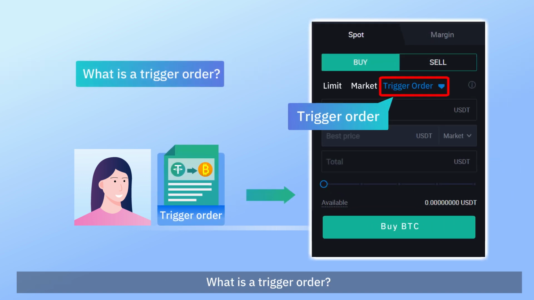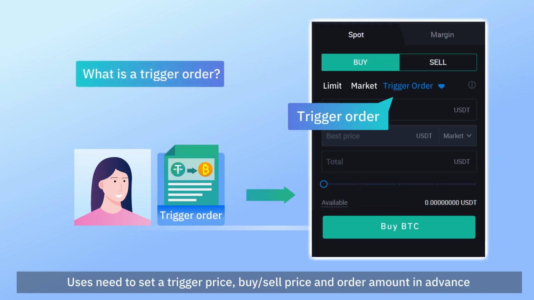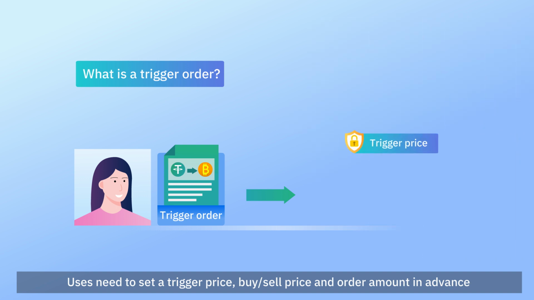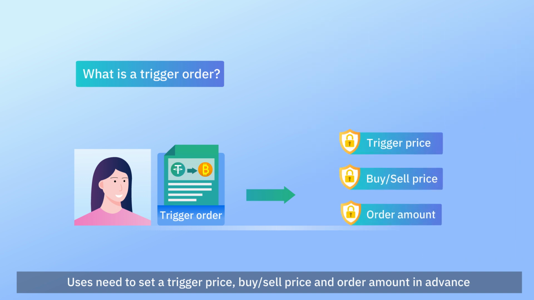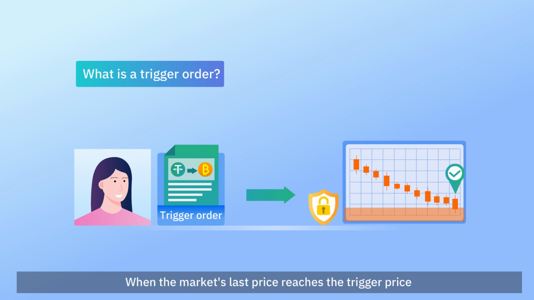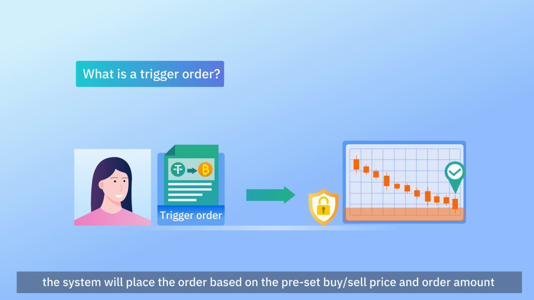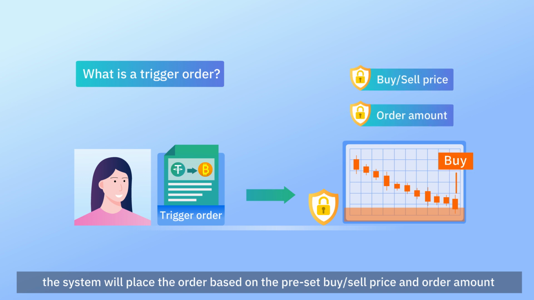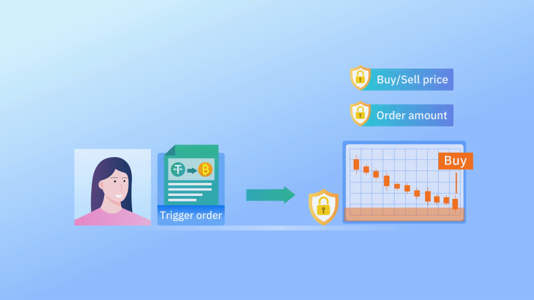What is a trigger order? Users need to set a trigger price, buy or sell price, and order amount in advance. When the market's last price reaches the trigger price, the system will place the order based on the preset buy or sell price and order amount.